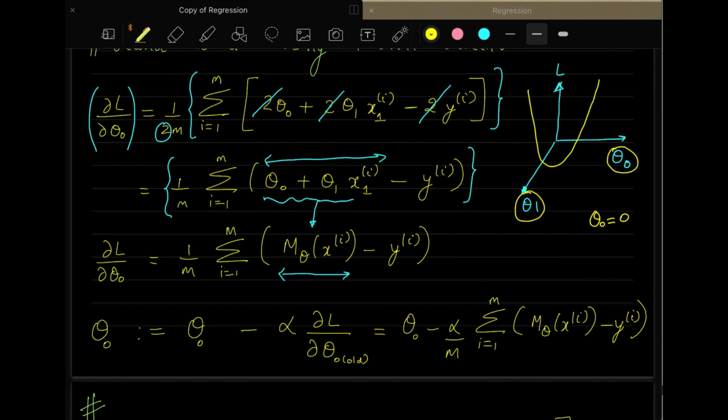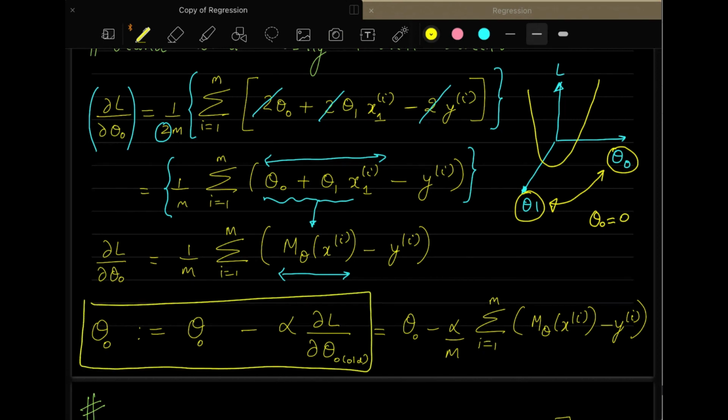But now our loss function is basically a function of two parameters. That's why we have to do gradient descent on both of them. When we do gradient descent on both, the equation has to look something like this, as we discussed last time. Theta new, the updated value of theta, is equal to the old value of theta minus alpha, the learning rate, times the derivative of the loss with respect to the old value of theta. So this is the equation corresponding to theta 0.